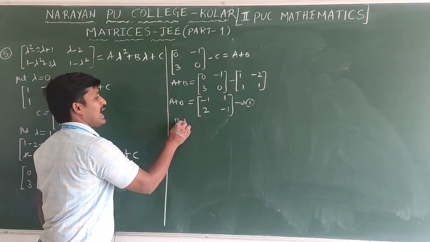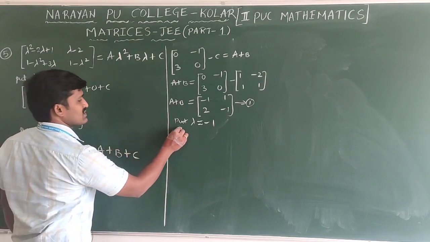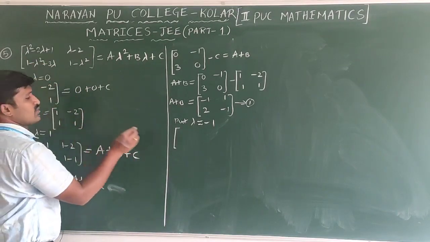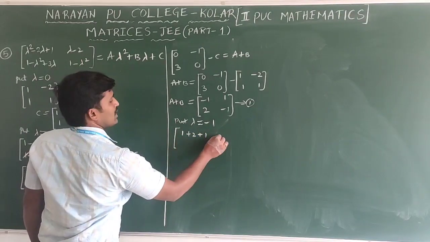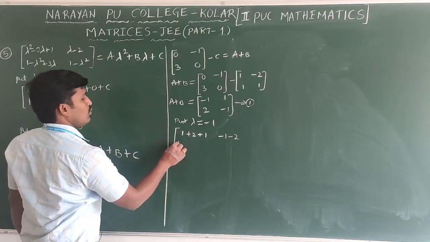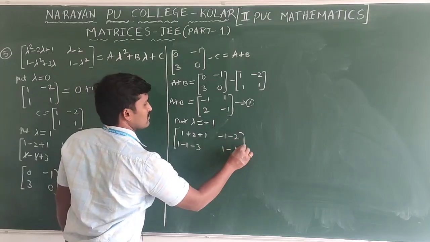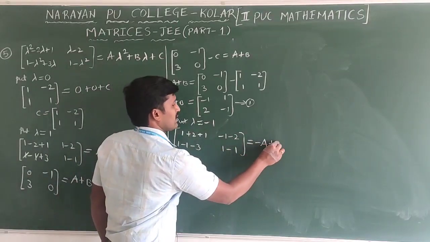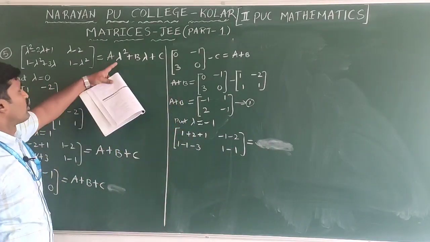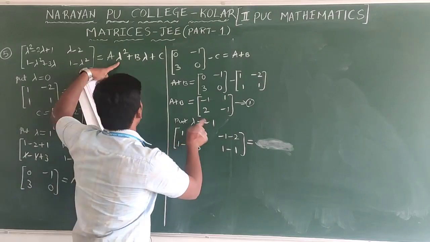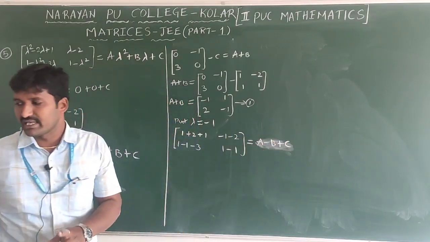Next, put lambda is minus 1. By substituting lambda is minus 1, what will you get? Left side: minus 1 whole square, 1; minus 2 into minus 1, plus 2, plus 1. Here minus 1, minus 2; 1 minus 1 minus 3; 1 minus 1 equal to, sorry, A does not get minus because lambda square is there. Minus 1 into lambda gives plus A minus B plus C.